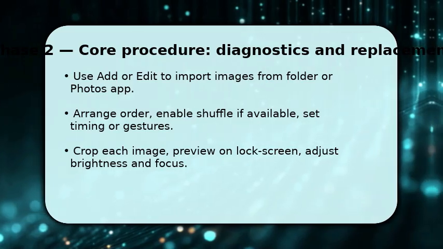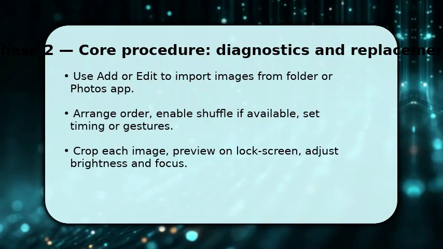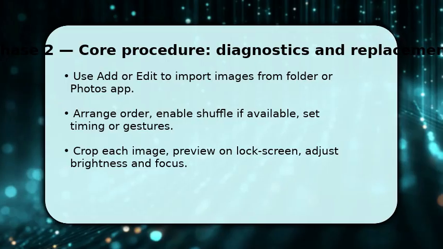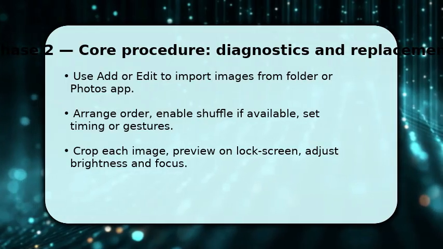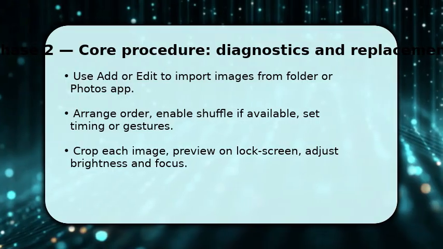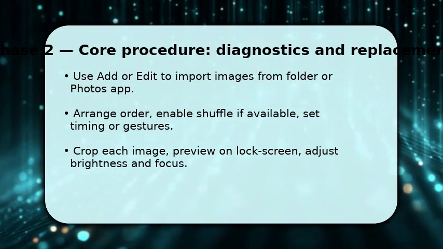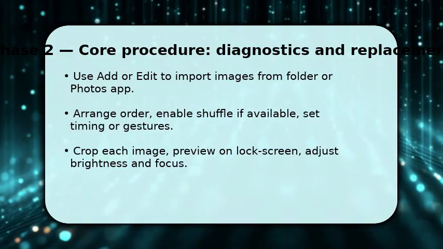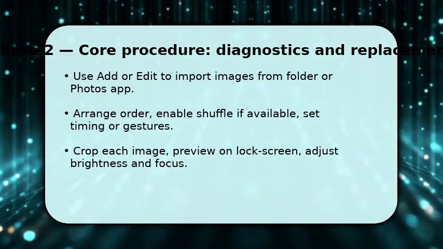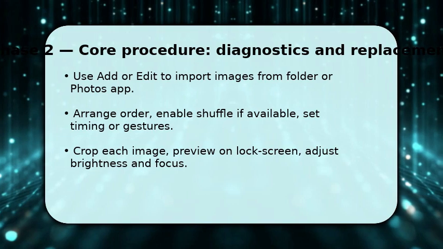Once added, arrange their order and decide whether to enable shuffle so images rotate randomly versus fixed sequence. The choice affects predictability. Crop and set focal points per image to avoid awkward framing, and tweak brightness or blur so icons remain readable. Make sure to preview on the actual lock screen view. This reveals composition issues that the editor preview can miss.